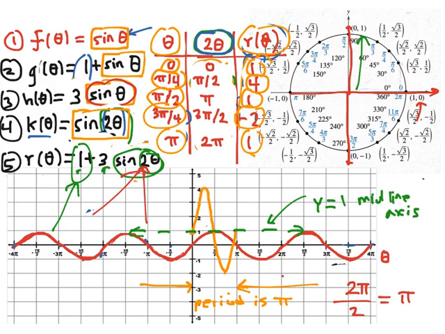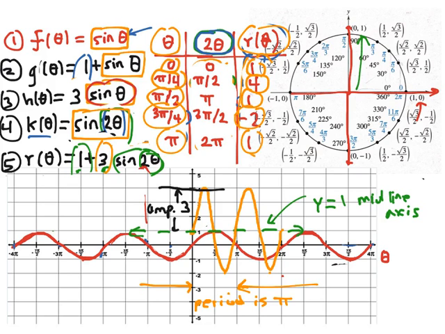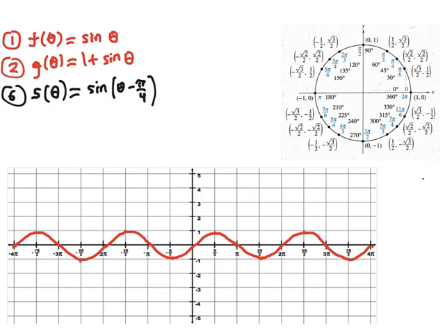And the amplitude is 3. And why is the amplitude 3? The amplitude is 3 because of this parameter being 3. And you can see that the distance from the midline axis to a high point or a low point is, in fact, 3 units. That's our amplitude. The amplitude is 3. And you can see that I sketched another cycle of the graph for the function r of theta.